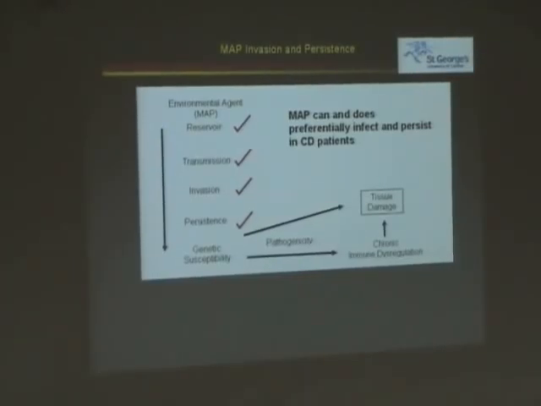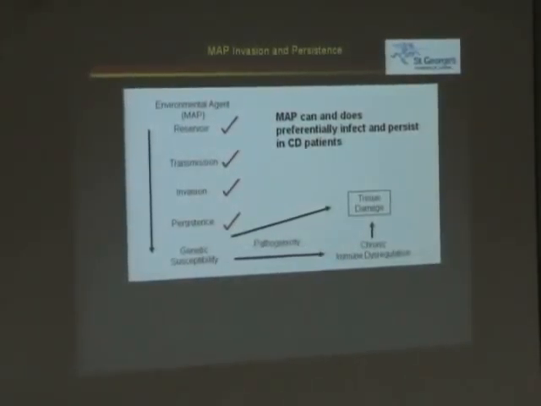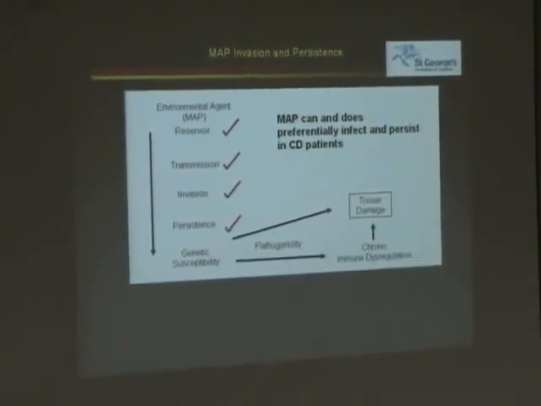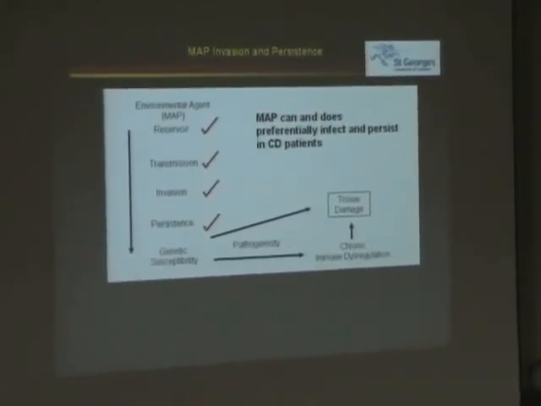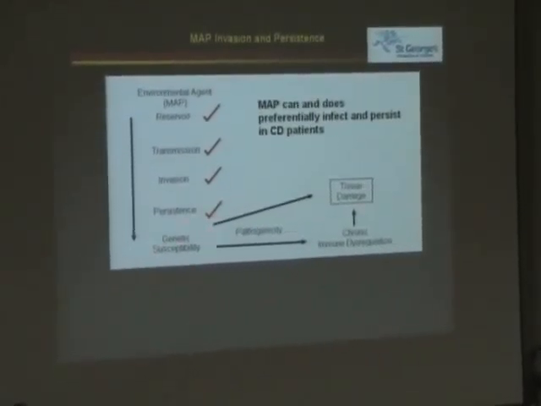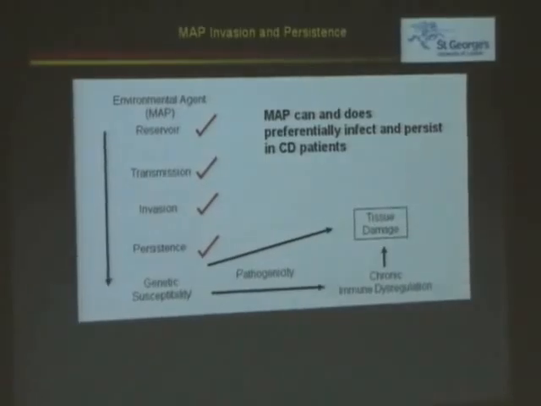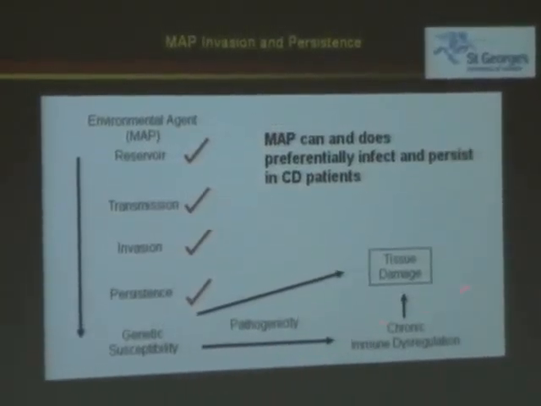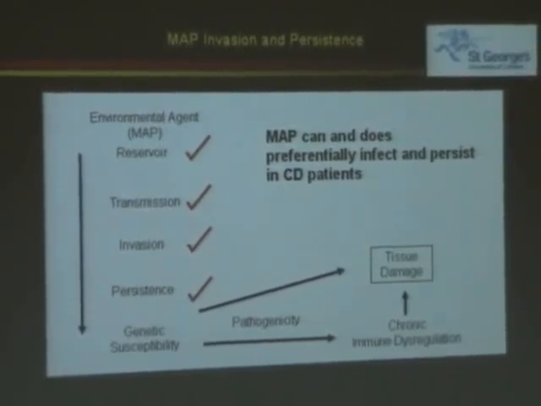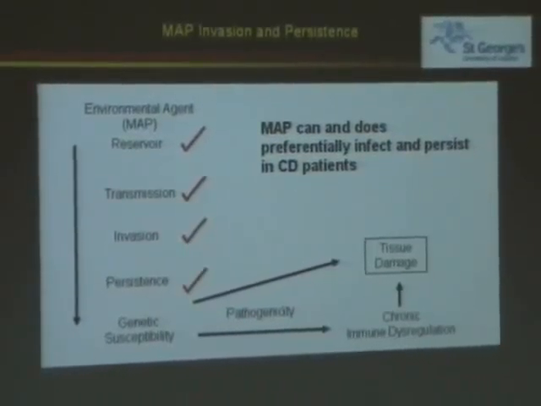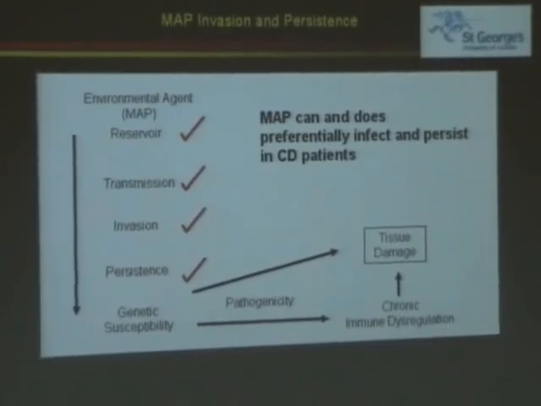So, MAP does preferentially infect and persist in Crohn's patients if you look at the right patients, do the right tests, and look at it the correct way. But this isn't all the story. We're still not at the end of this line. I still need to show you that MAP and genetic susceptibilities are connected. And most importantly, that MAP and chronic immune dysregulation are connected, to make sure my story is believable.